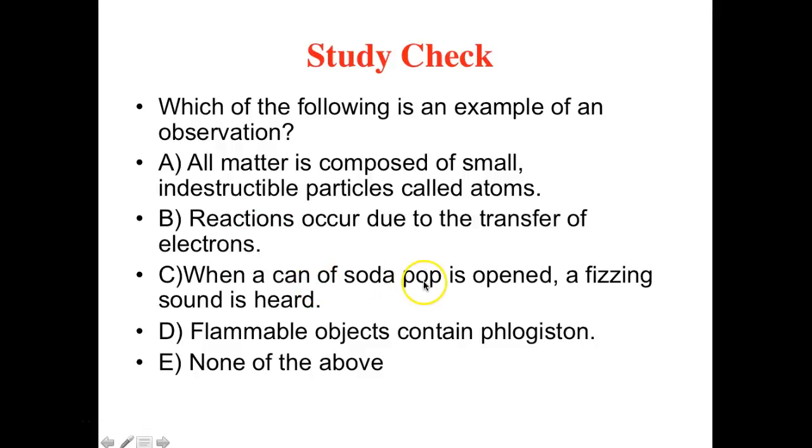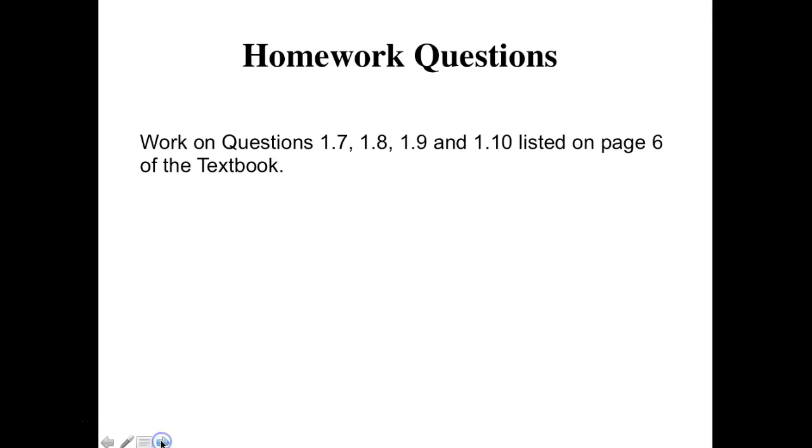When a can of soda pop is opened, a fizzing sound is heard. Now this is an observation because you hear that fizzing sound every time you open a can of soda. Okay, you're not explaining why the fizzing occurs, simply stating what you have observed. Flammable objects contain phlogiston. Again, you're trying to explain why some objects are flammable, all right? So that's not an observation. So C is the best answer.